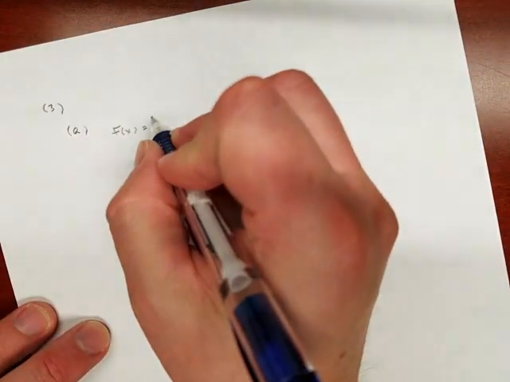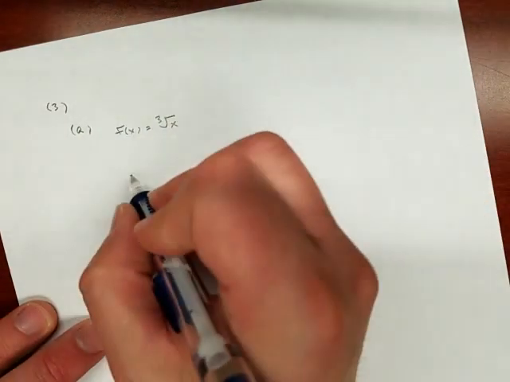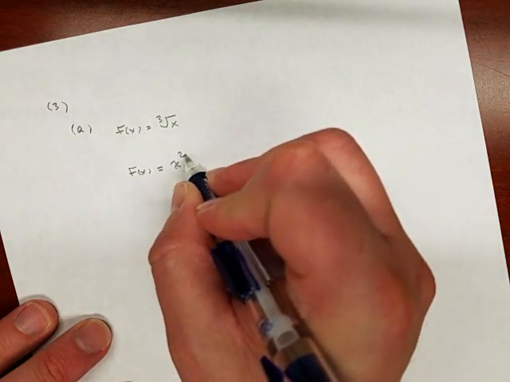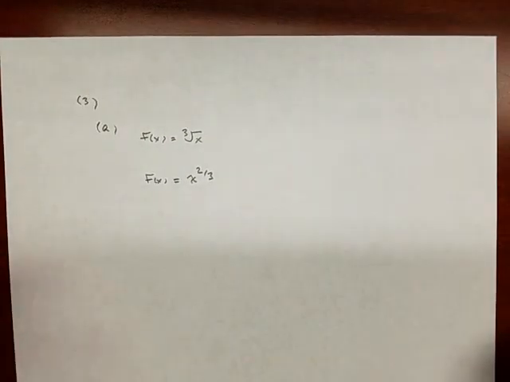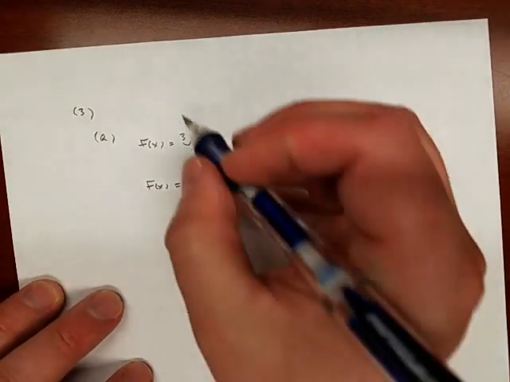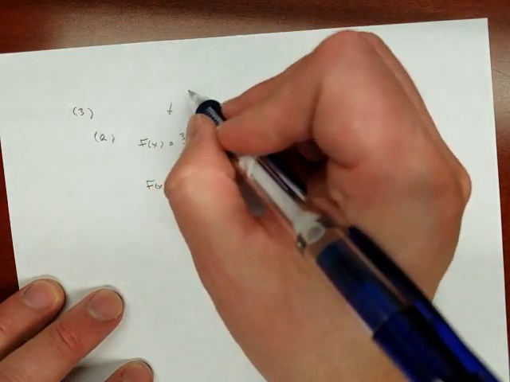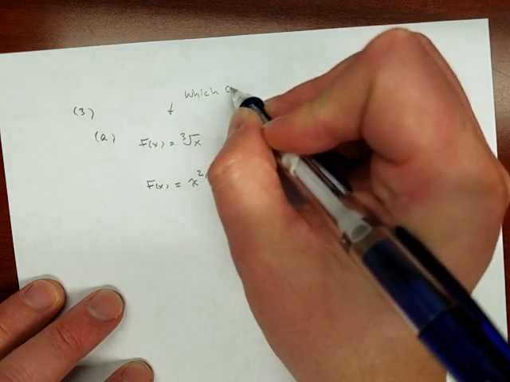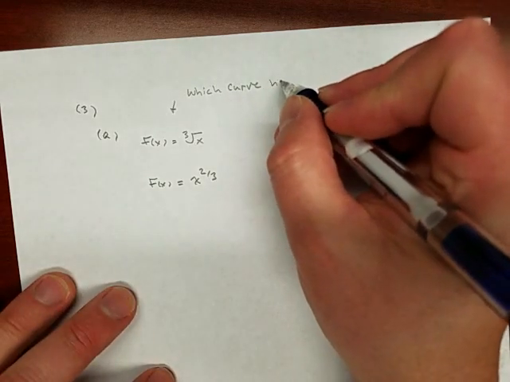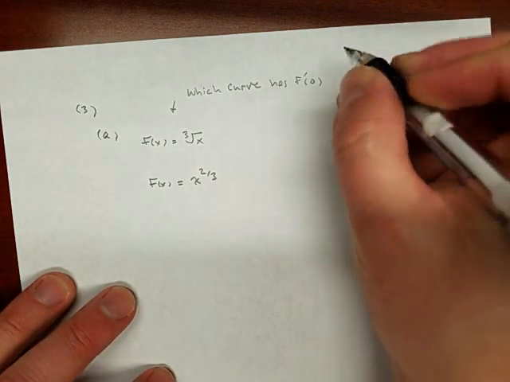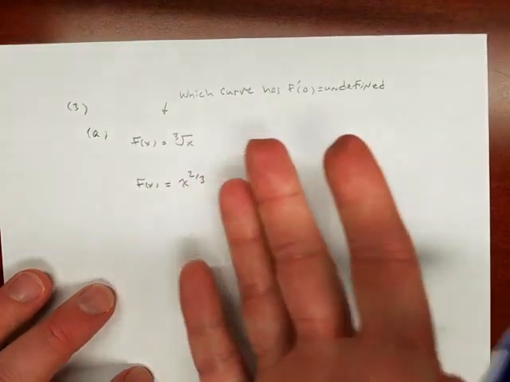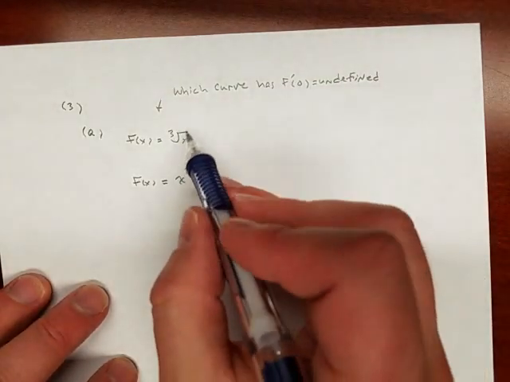It says the first curve, third root of x. Second curve, x to the 2/3 power. And the question says, which curve has f prime 0 to be undefined? One or the other, or maybe both? And then maybe why. So say we start there.